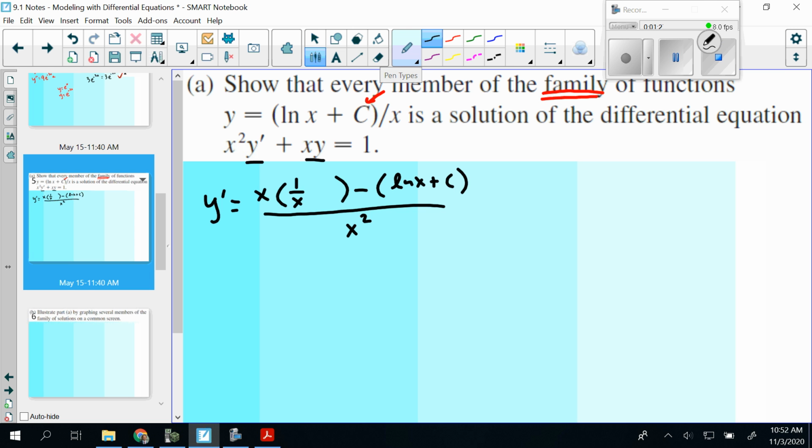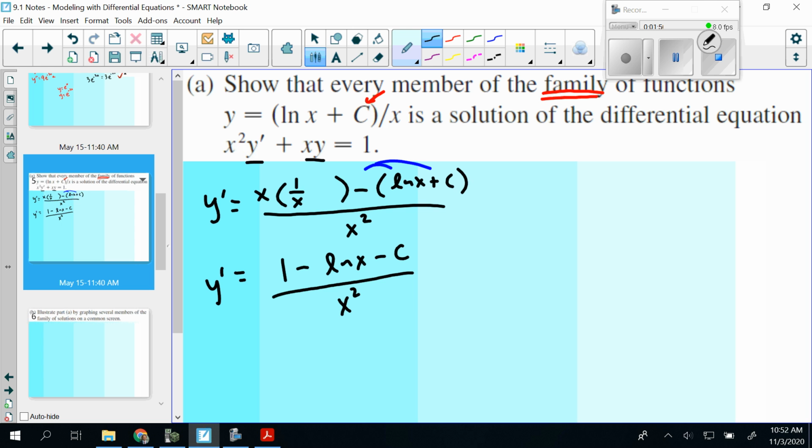All right, so let's see if we can simplify that. If we multiply x times 1 over x, that's just 1. Here on this next one, just make sure you do distribute that negative sign. So we've got minus natural log x minus the constant, all over x squared. So that's our first derivative.